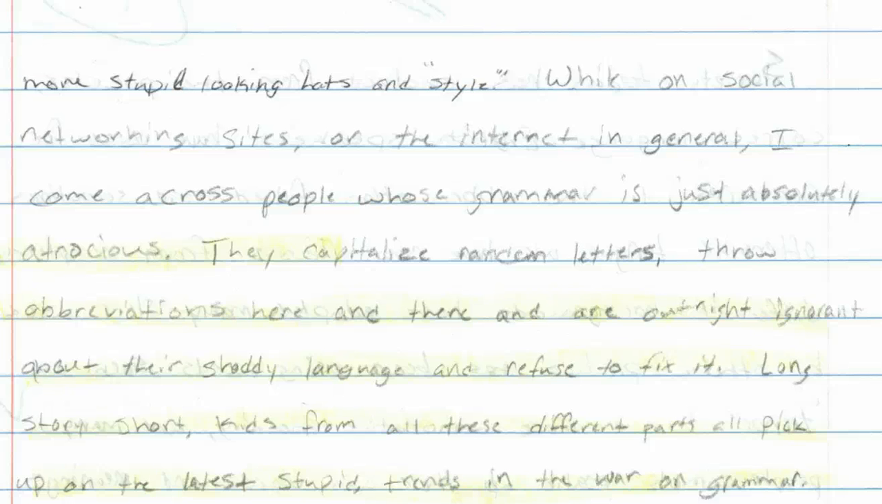So now they get to explaining the connection here. While on social networking sites or the internet in general, I come across people whose grammar is just absolutely atrocious. They capitalize random letters, they throw abbreviations here and there and are outright ignorant about their shoddy language and refuse to fix it. Long story short, kids from all these different paths all pick up on the latest stupid trends in the war on grammar. So they took a quote that was actually kind of confusing and off-putting for an audience because that quote had a little bit of racial tension in it. But through some careful explaining and through picking out the parts of the quote that they wanted you to focus on, they were able to use that quote and explain it to us in a way where it works and we understand.